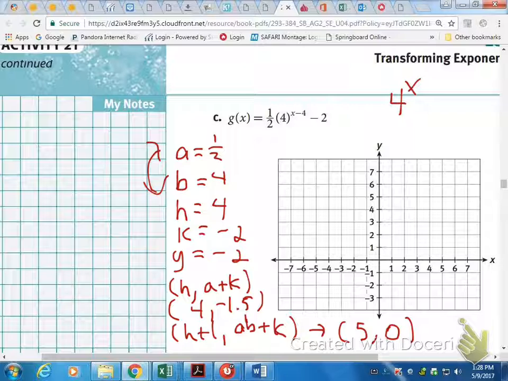All right, so let's graph our parent. What is the y-intercept for our parent? 0, 1. Always 0, 1, right? And then when x is 1, y is 4, right? And our horizontal asymptote, always at the x-axis. So if we sketch that in, here's our parent.